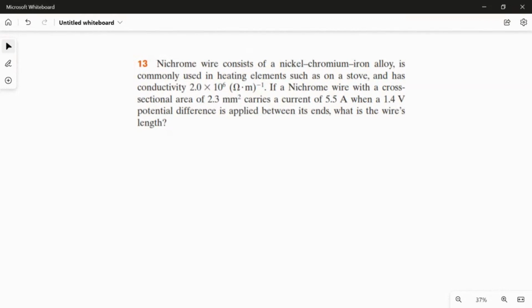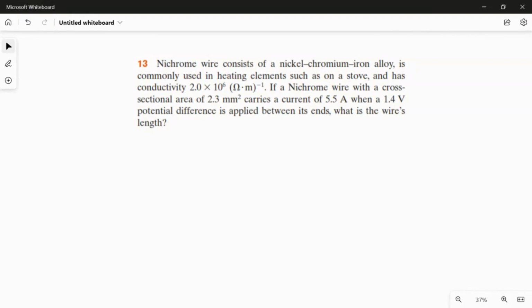Nichrome wire consists of a nickel chromium iron alloy, is commonly used in heating elements such as on a stove, and has a conductivity of 2 multiply 10 power 6 per ohm meter. If the nichrome wire with a cross-sectional area of 2.3 millimeter square carries a current of 5.5 ampere when a 1.4 volt potential difference is applied between its ends, what is the wire's length?